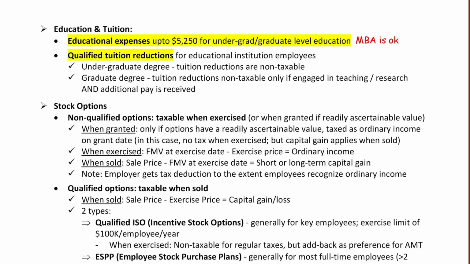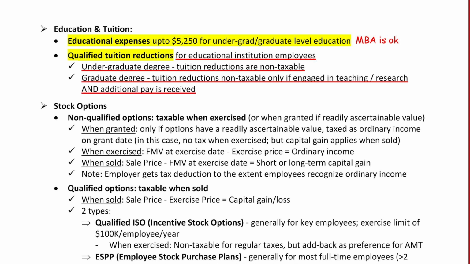Highlight qualified tuition reductions. And this is underlined for education institution employees. If it is an undergrad degree, the tuition reductions provided by the employer to the employee are non-taxable. However, for a graduate degree, tuition reductions provided by the educational institution to its employees are non-taxable only if the employee is engaged in teaching or research and additional pay is received by the employee.